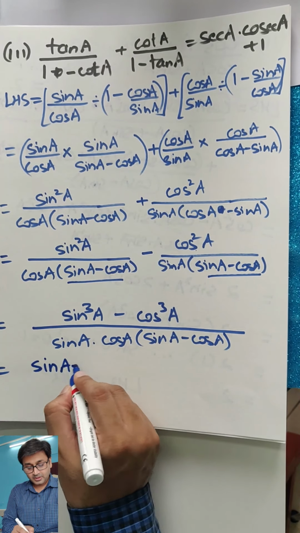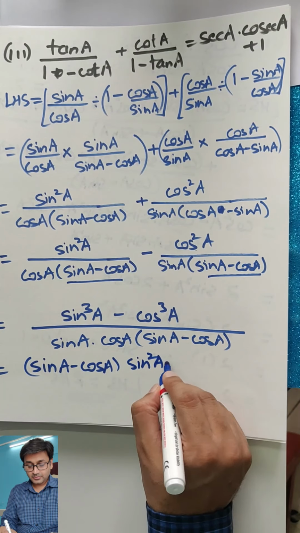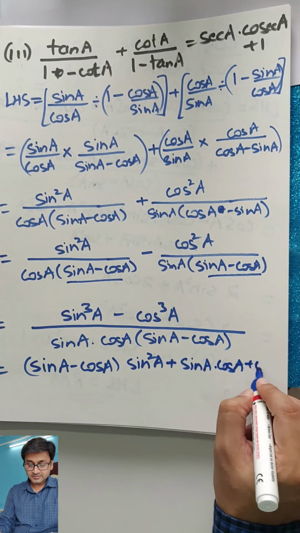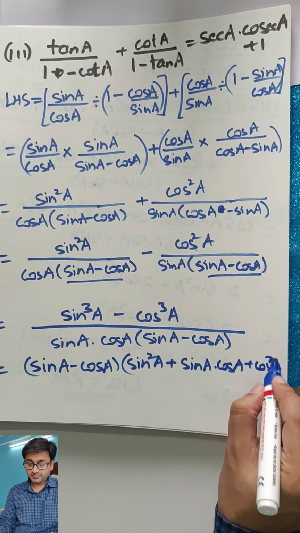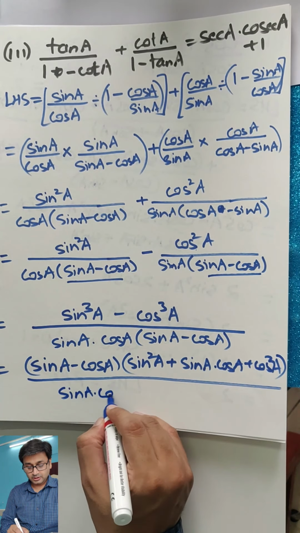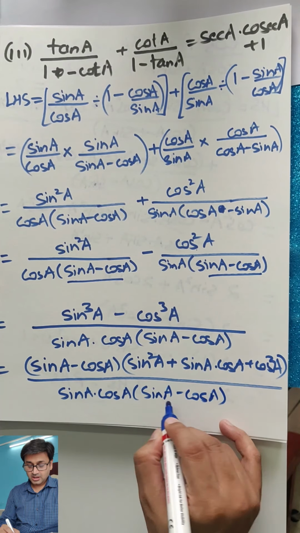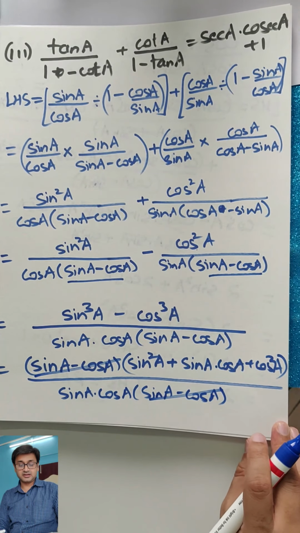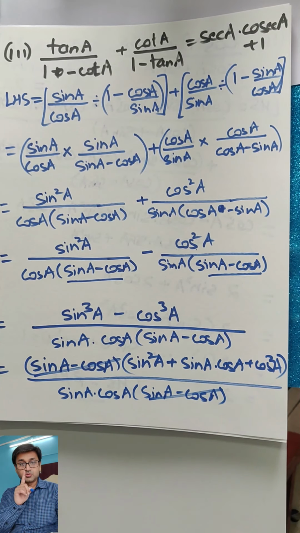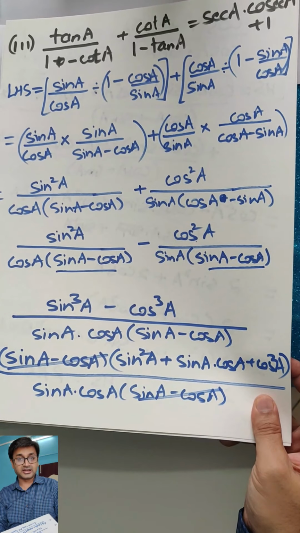So (A minus B)(A square plus AB plus B square) in another bracket, upon sin A into cos A (sin A minus cos A). So this can straight away get cancelled. Whatever is left is here. Now use this sin square plus cos square as 1 and then use the reverse LCM technique. 100% you will be able to tackle this sum.